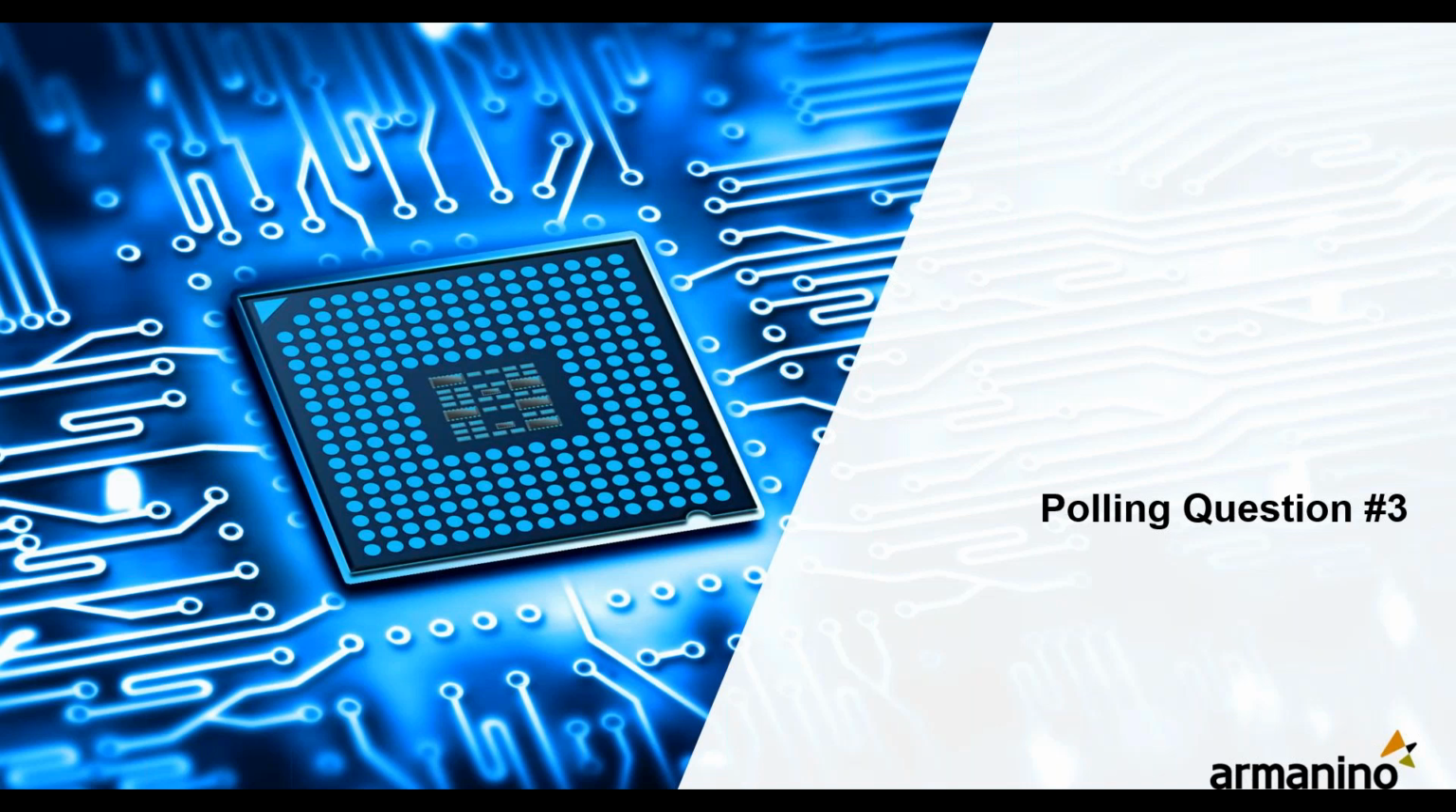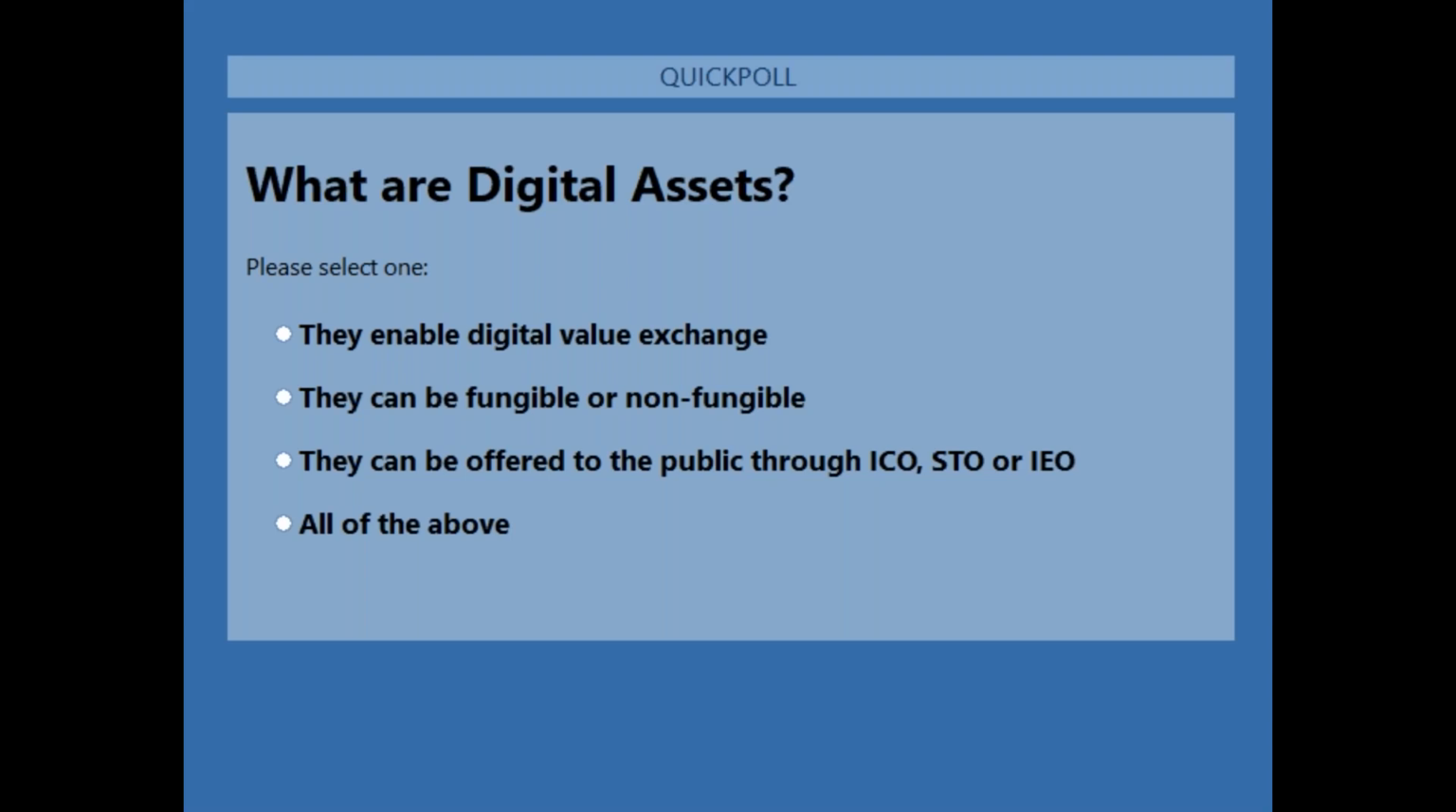All right, polling question number 3. Please answer this so we can get your CPE. And then we do have a question that came in that I think we'll spend a quick minute on. So the third polling question is, what are digital assets? Do they enable digital value exchange? They can be fungible or non-fungible. They can be offered to the public through ICOs, STOs, or IEOs, or all of the above.